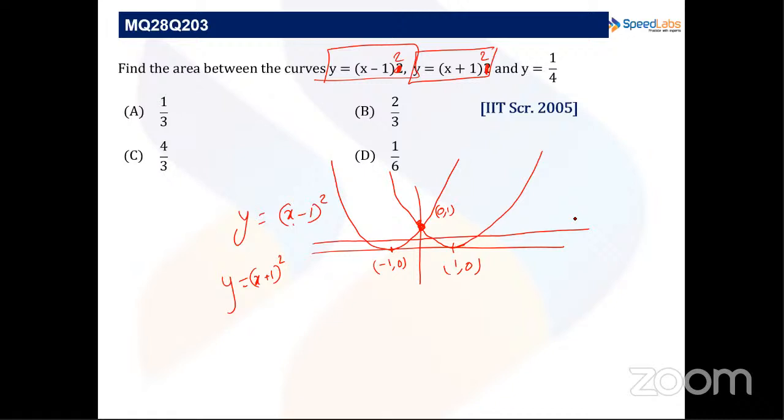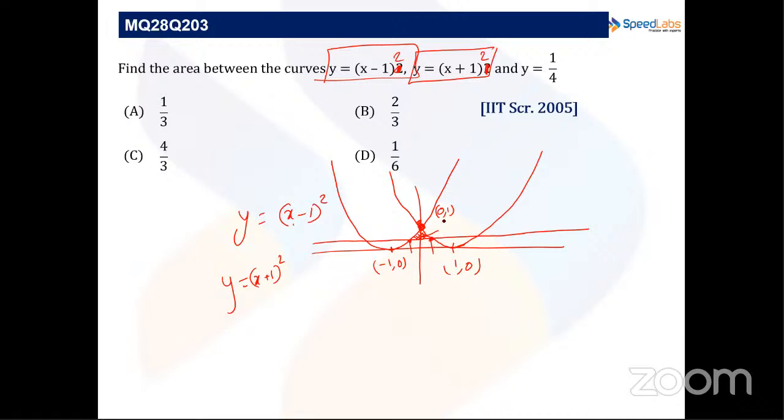Now we have to find the area enclosed between these curves, that is this area. So for this area we can see we are having this point and this point, and the area along the first quadrant and the area along the second quadrant, both these areas will have the same magnitude. So we have to just find this point.